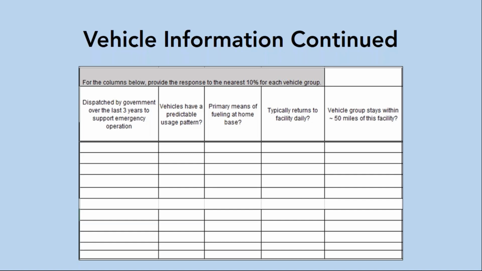Do the vehicles in this group stay within roughly 50 miles of the facility? This is a yes or no question, and would be yes if the vehicle travels roughly 50 miles or less 9 out of 10 times that it's used. Brokers are expected to respond to this question using pickup and drop-off data from dispatch records.